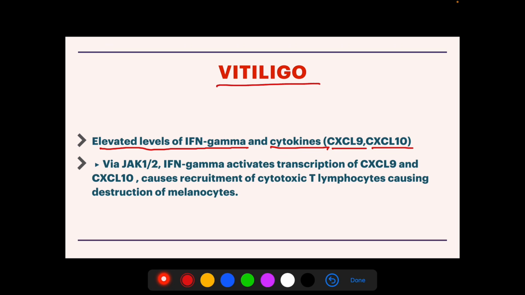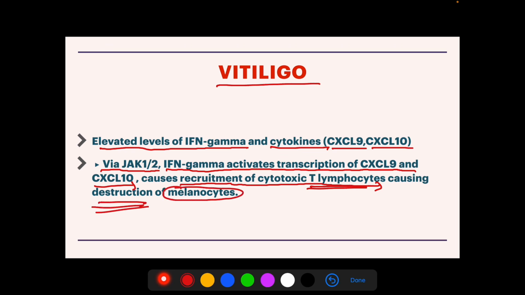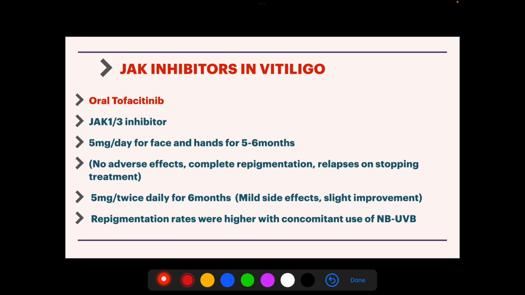First of all, we can understand what the pathogenesis of vitiligo is. It is via the JAK1 and JAK2 enzymes. When the JAK1 and JAK2 enzymes are activated, interferon gamma activates transcription of CXCL9 and 10, which causes recruitment of cytotoxic T lymphocytes, and these T lymphocytes cause destruction of the melanocytes and the vitiligo.